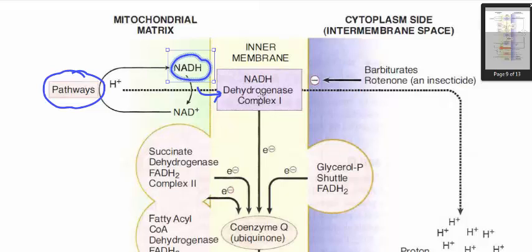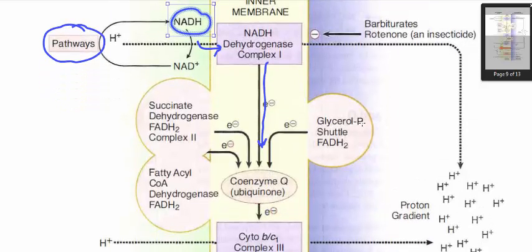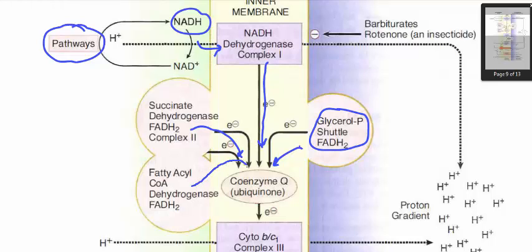These are taken by NADH dehydrogenase, complex 1, and now these electrons are handed over to coenzyme Q. Now coenzyme Q also gets electrons from the glycerol phosphate shuttle, and if you remember, glycerol phosphate was produced in glycolysis and was important in transferring the electrons from glycolysis. So this glycerol phosphate shuttle, FADH2, gives its electrons to coenzyme Q. Similarly, succinate dehydrogenase, complex 2, which is also part of the Krebs cycle, gives its electrons to coenzyme Q, and then fatty acid oxidation produces FADH2, and those are taken up by coenzyme Q.